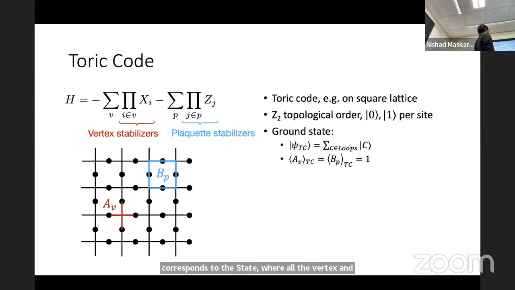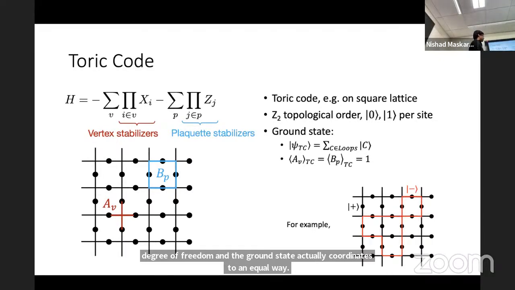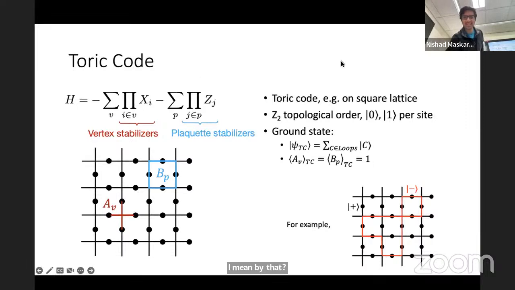Now, this is an example of Z2 topological order because you have a qubit on each site. So you can think about it as a Z2 degree of freedom. And the ground state actually corresponds to an equal weight superposition over all loop configurations. So what do I mean by that? Well, you can kind of see the loop configuration is just a configuration where you have a bunch of, say, pluses and minuses. And anytime you have a minus, the minuses always form closed loops. And the ground state is actually an equal weight superposition over all of these different closed loop configurations. So good. And another way of saying this is that all of these vertex and plaquette stabilizers evaluate to +1.